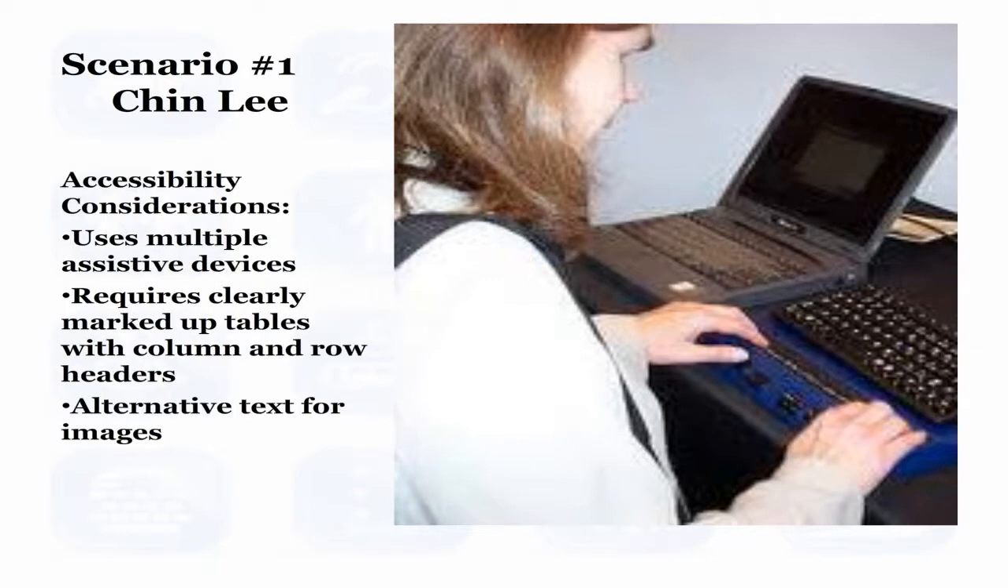This scenario reminds us of an important issue that's often overlooked in accessible design, and that is that many users are second language learners. Chin Lee, also being in accounting, would use a lot of tables and graphs. So her accessibility considerations would be that she would need clearly marked up tables with column and row headings, and would need alternative text to understand the graphs that she's not able to see.